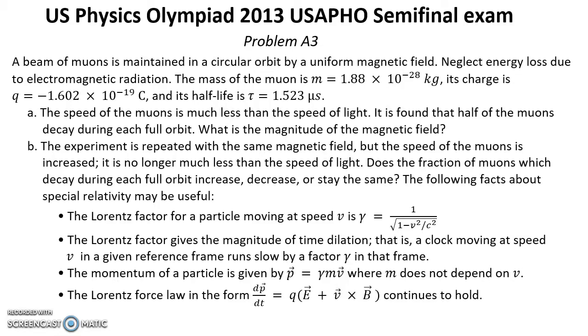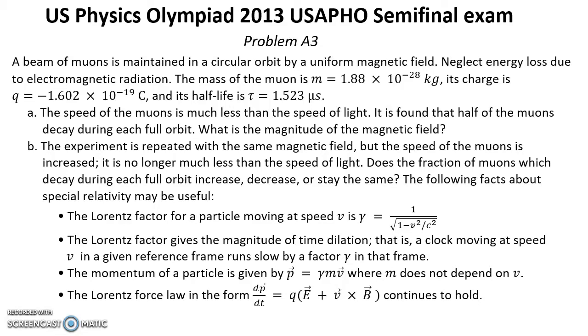Question B. The experiment is repeated with the same magnetic field, but the speed of the muons is increased. It is no longer much less than the speed of light. Does the fraction of muons which decay during each full orbit increase, decrease, or stay the same?